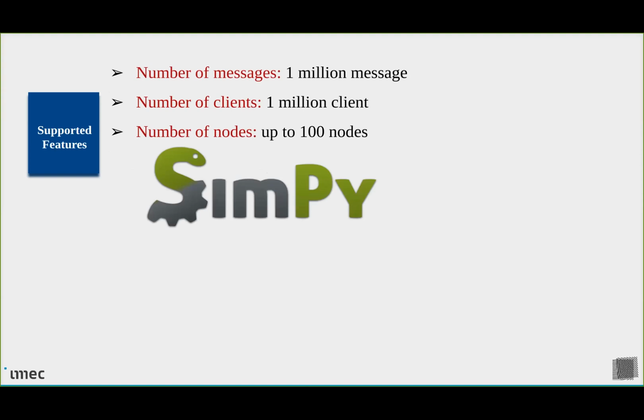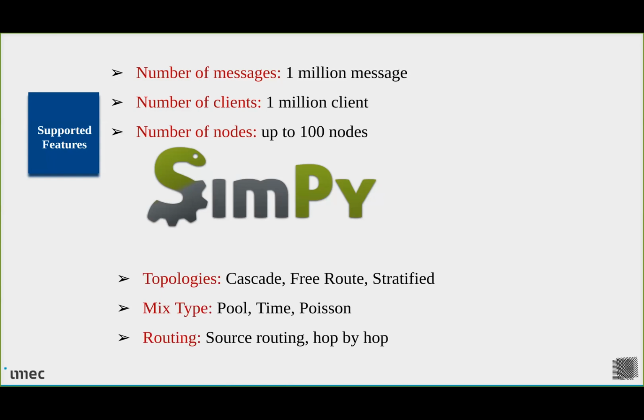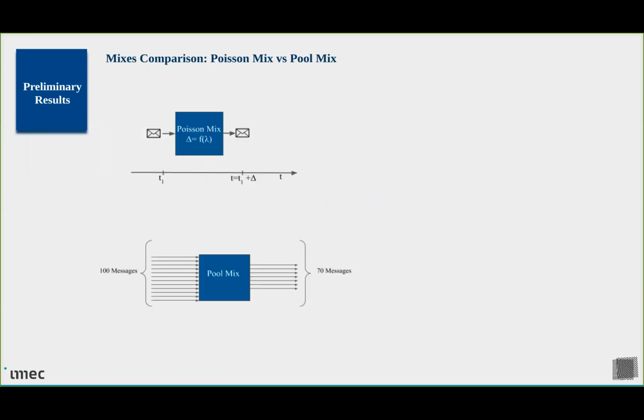Now I'm going to tell you that we started working on this. The current version of the simulator we've been working on supports 1 million messages per second, and we tested up to 100 nodes. We use Python and SimPy, the discrete event simulator. The supported features of the current version are the following topologies: cascade, free route, stratified. We also have 3 types of mixes: pool, time, Poisson, and 2 types of routing: source routing and hop by hop.